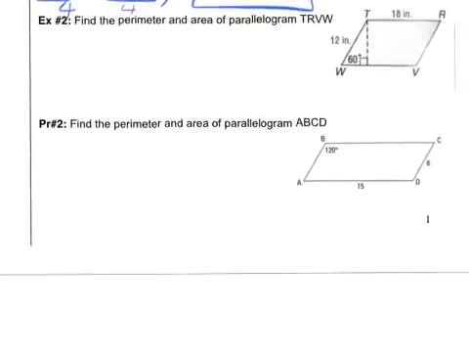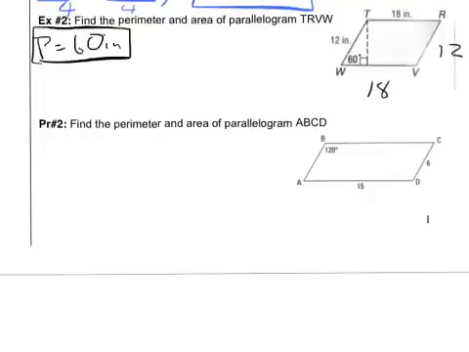This one says find the perimeter and the area of parallelogram TRVW. Well, let's do perimeter first. If this is a parallelogram, opposite sides are congruent. So we know that this is 18 and this is 12. And now all we have to do is add up all the sides. 12 plus 18 is 30, plus another 12 and 18 makes 60. So the perimeter we could find in our head. It's just 60 inches.